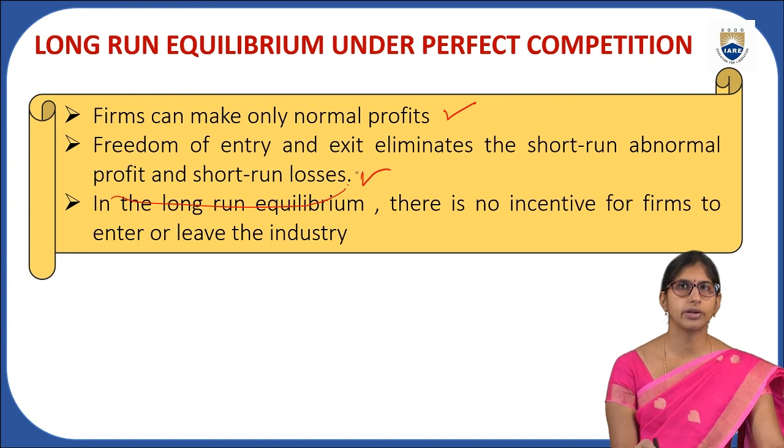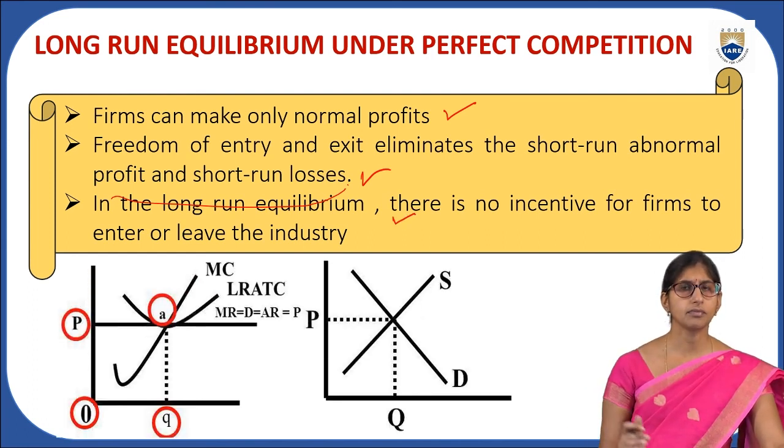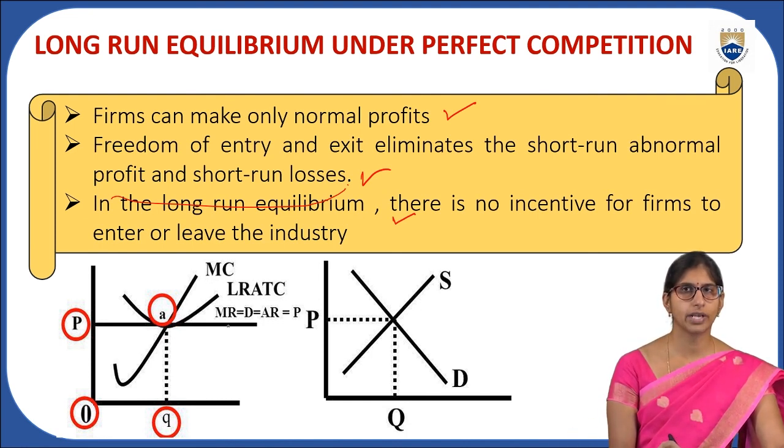Okay, so it is going to vanish all the abnormal losses or abnormal profits whatever they have got in the short run. And in the long run equilibrium, no firm is going to get any incentive for staying for a longer duration in that particular perfect market. So these are the features of long run perfect competition. So just like the previous curves, we can also see how the demand and supply curves are interacting with each other and determine the price and the quantity of the product.